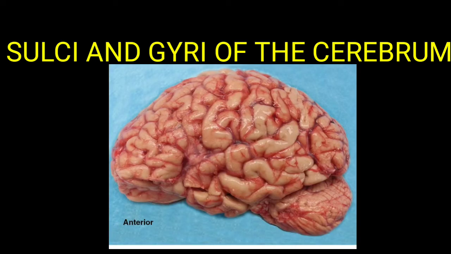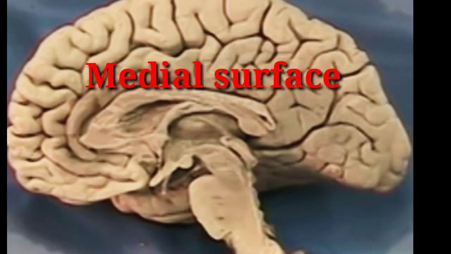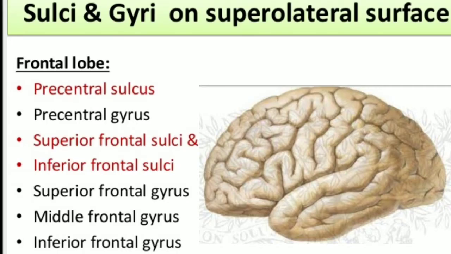Good morning, students. Today's topic is sulci and gyri of the cerebral hemisphere. There are three surfaces: supralateral surface, medial surface, and inferior surface. First, we see about the sulci and gyri on the supralateral surface.